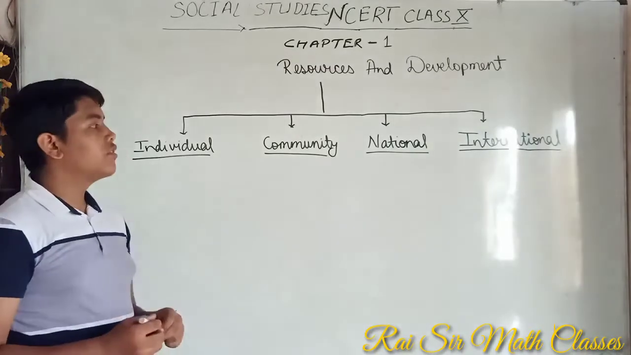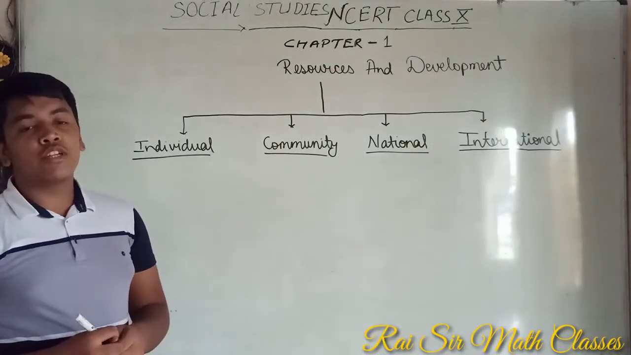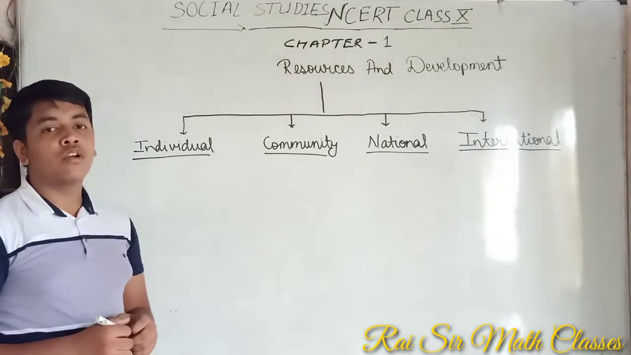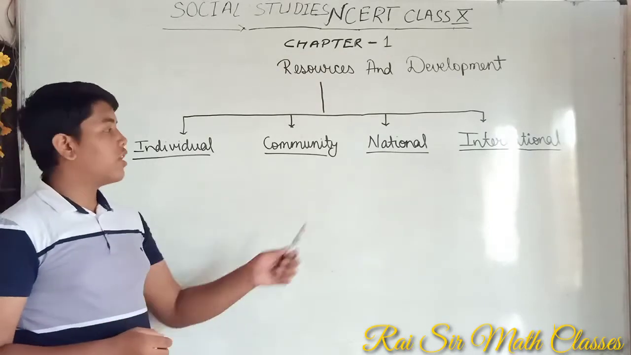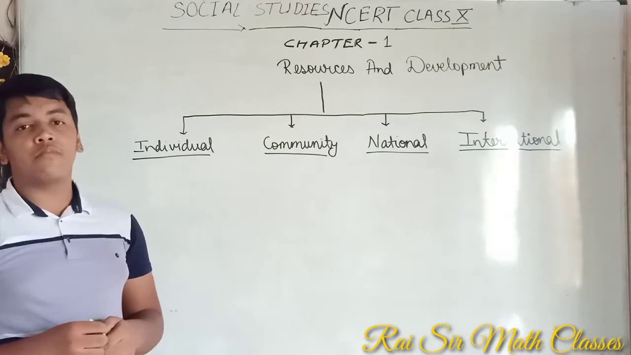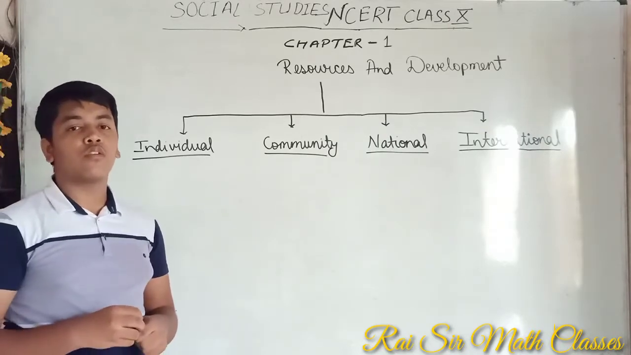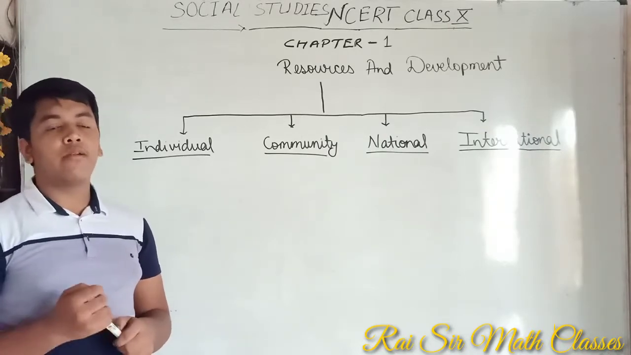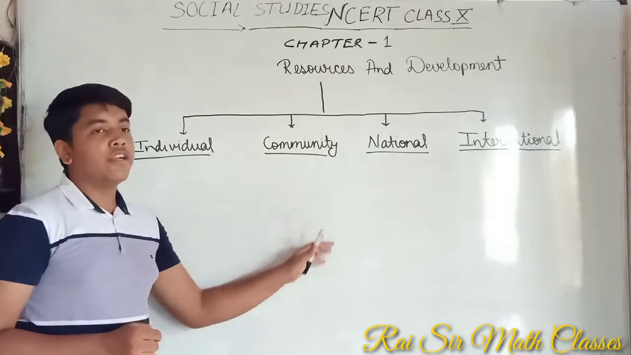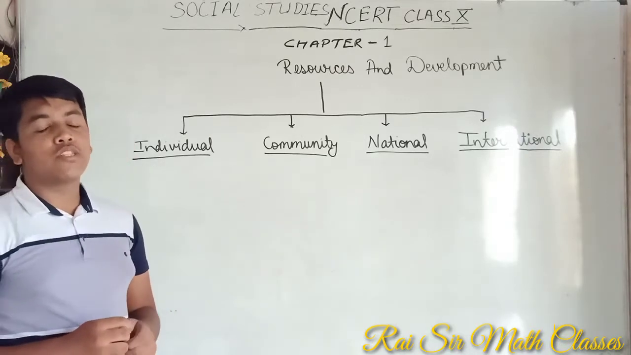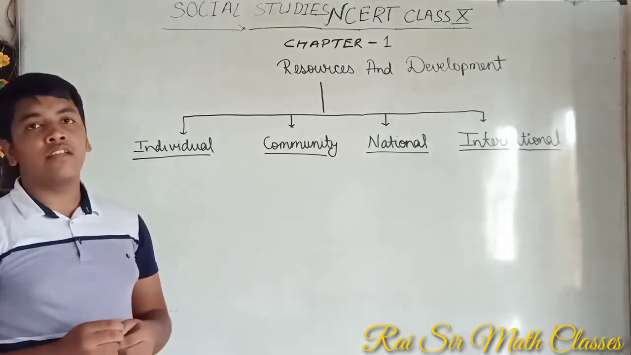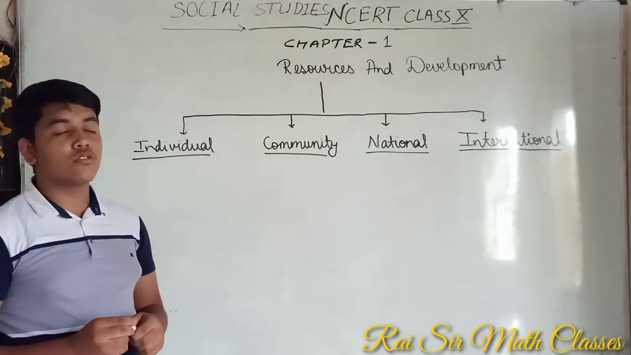Community resources are used by a whole community or by the public. National resources are the resources in our nation used by the government and people also. And international resources, by the name, we know they are situated internationally, somewhere else also.